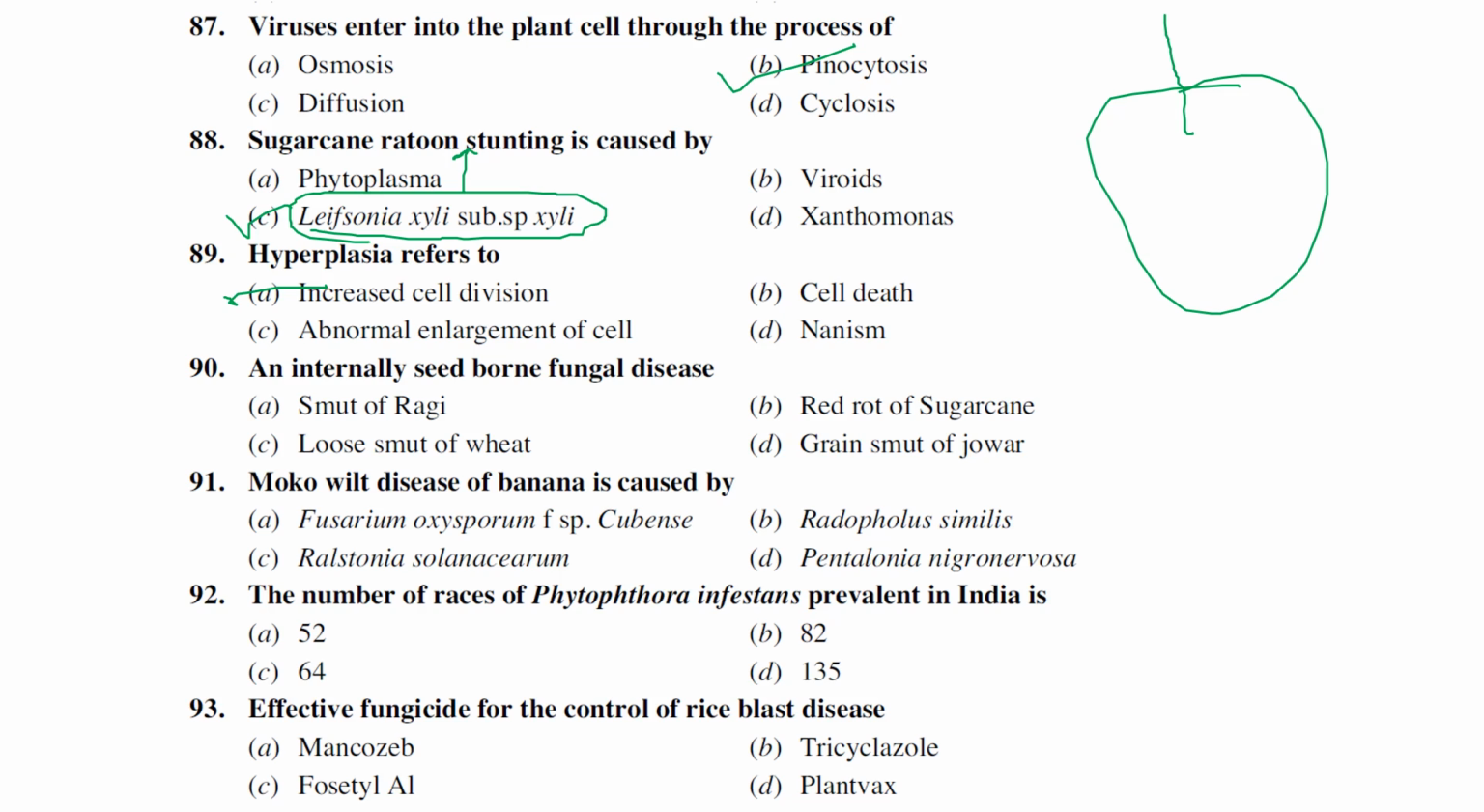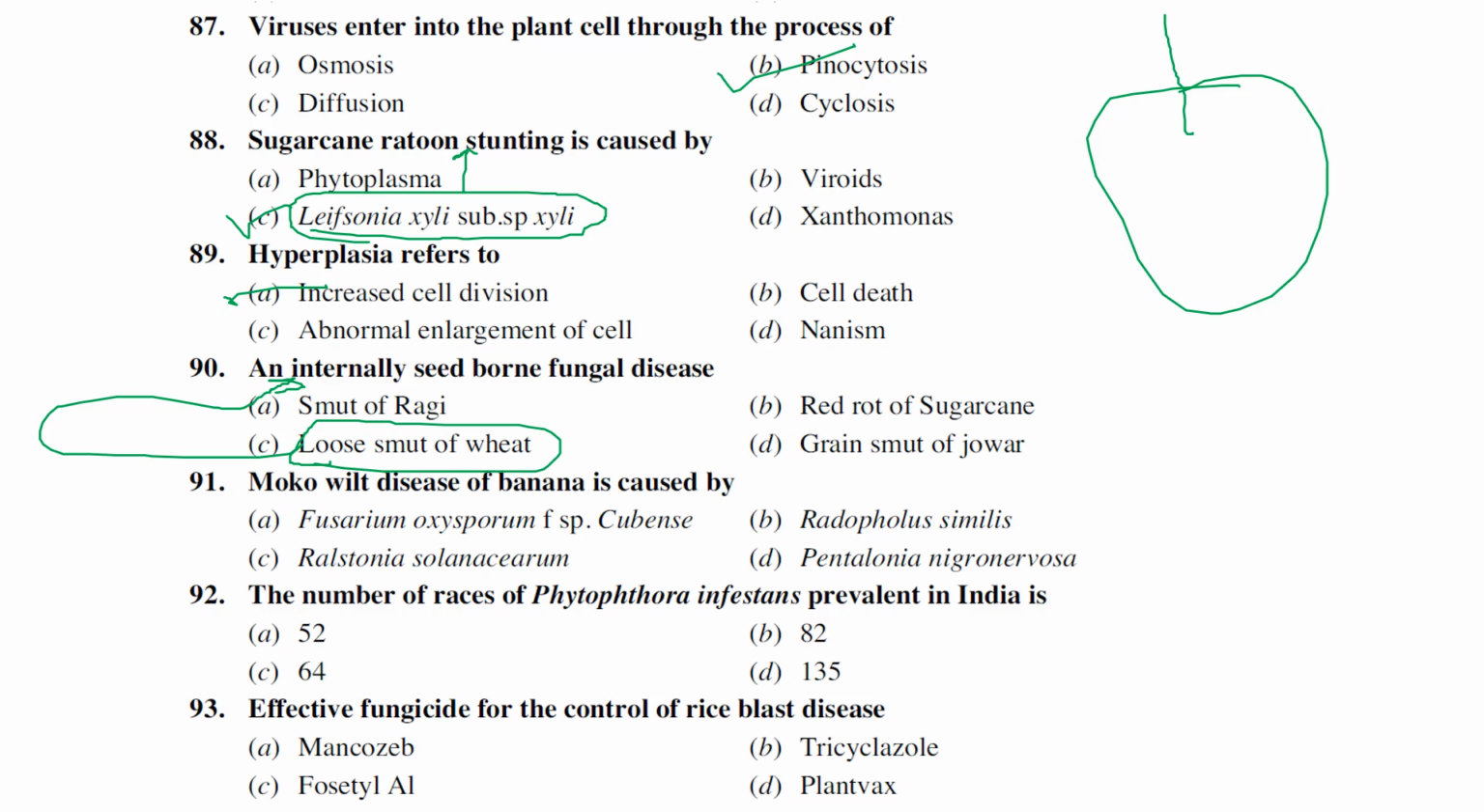Next, internally seed-borne fungal diseases: smut of ragi, sugarcane red rot, jowar grain smut, and the loose smut of wheat. Loose smut of wheat is the best example for an internally seed-borne pathogen. Very important. Not only wheat loose smut, barley loose smut is also an example of an internally seed-borne pathogen. But in the majority of exams, we see wheat loose smut only.